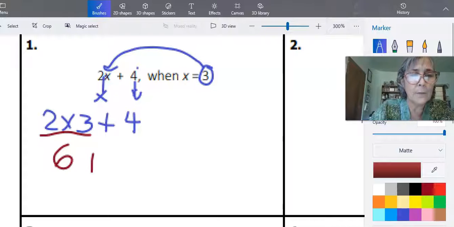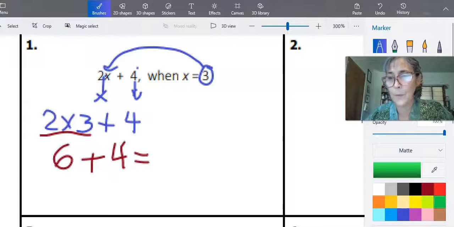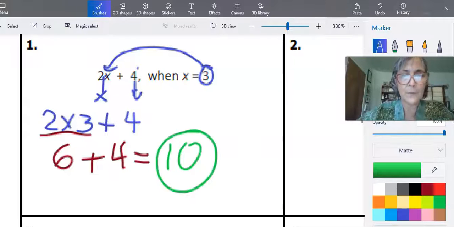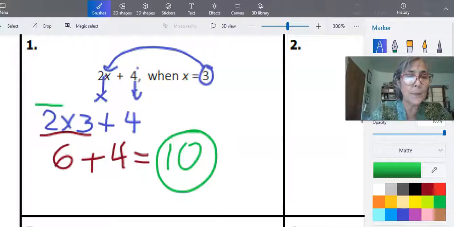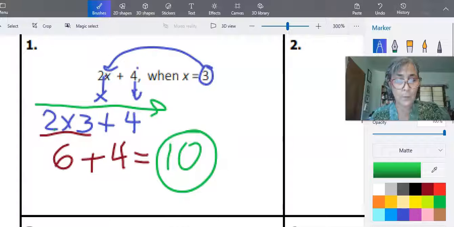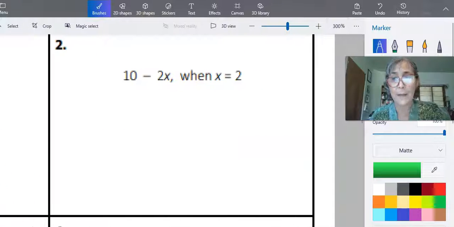Now I don't want to forget that 4, so I'm going to bring my 4 down. And then I'm going to add them together. 6 plus 4 is 10. Final answer. Beautiful. Now in this case, we moved from left to right really easily because the multiplication came first. It doesn't always come first. So let's look at one in the next example that's like that.